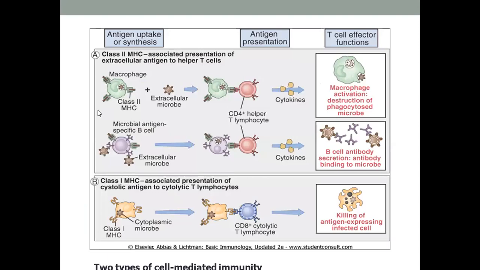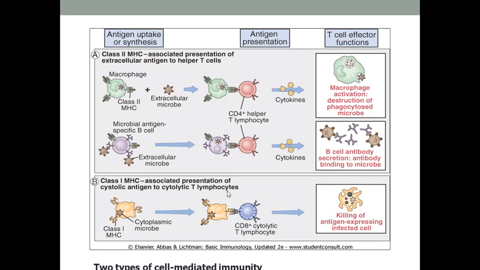Now this is antigen uptake or synthesis, the antigen presentation, and T cell effector function. This is again similar to what we have already discussed, the class 2 MHC associated presentation of intracellular antigen to helper T cells. This is the class 2 MHC, and there will be an interaction, producing cytokines and activation of the lymphocytes, and then finally causing the effector function. What are the effector functions?